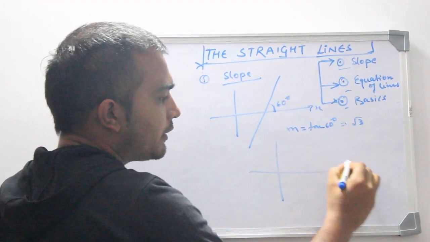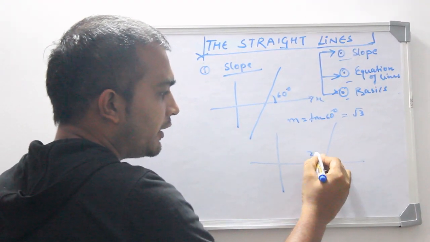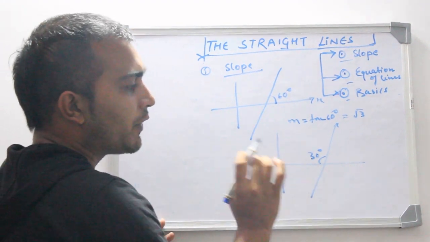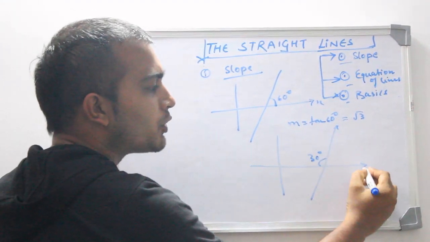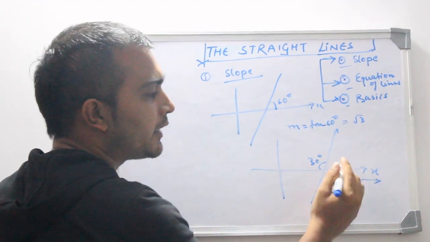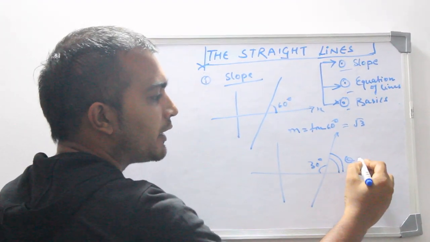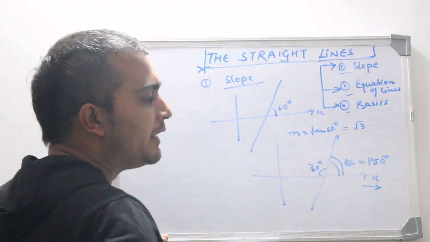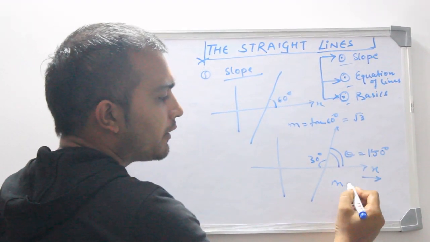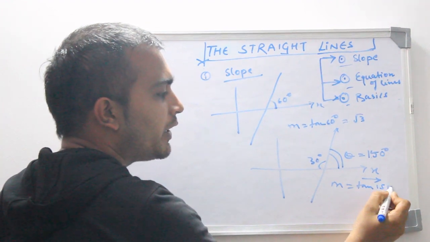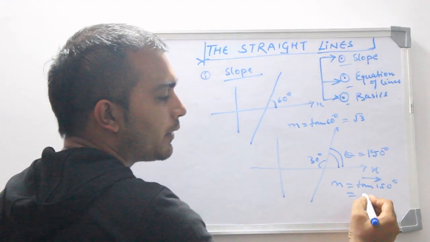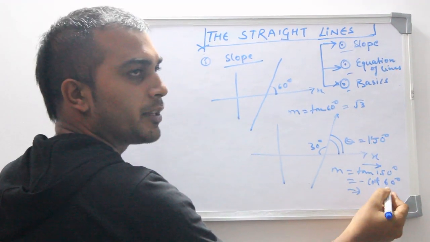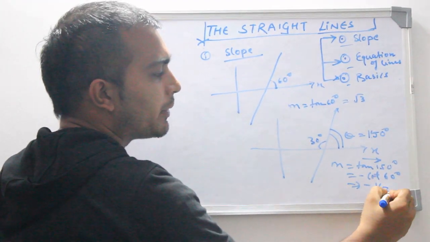The same scenario, if suppose this angle is given as 30 degrees. So you don't have to consider this 30 degrees. What you have to do is find the angle which the line makes with the positive x-axis. So positive x-axis is this side, so you have to find out this angle. This theta is nothing but 150 degrees by linear pair. So over here slope is tan of 150, which is nothing but minus cot of 60 degrees. So cot 60 is nothing but 1 by root 3. So it is minus 1 by root 3.